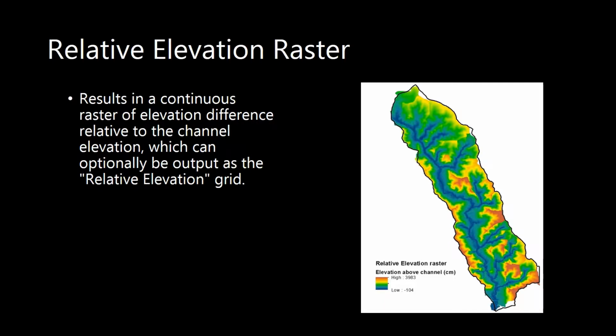The second is that optional output that I did choose to create, and that's the relative elevation raster. The results are a continuous raster of elevation difference relative to the channel elevation. So basically from the channel, how high is everything around it?